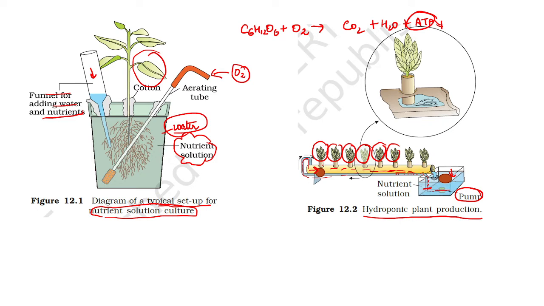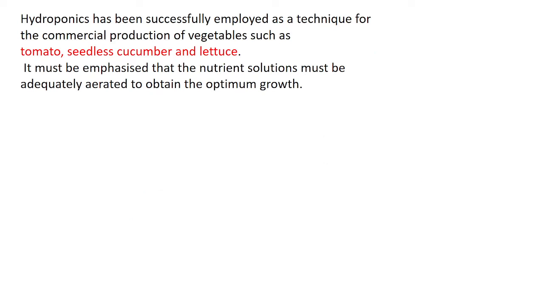Fine. So the roots of these plants are bathing in the nutrient solution. They will take up the nutrients which they need. And then that water will again reach this tank, and here is the pump which is continuously pumping the mineral nutrient solution. So this is your hydroponic technique, and this is successfully employed for the commercial production of vegetables such as tomato, seedless cucumber, and lettuce. These are some of the plants which can be produced by hydroponics.